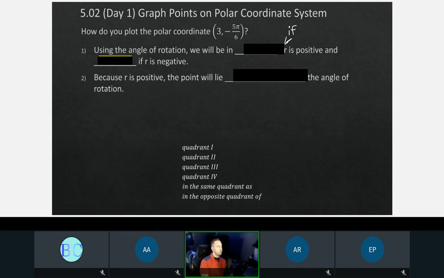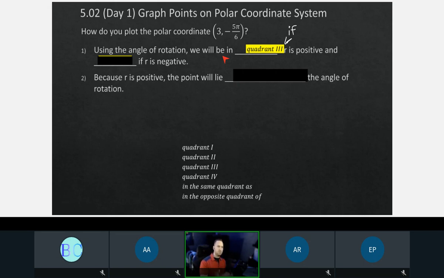Quadrant 3, yes. Quadrant 3. So again, using this rotation, we rotate. We are now at 7 pi over whatever Antonio said. So that's quadrant 3. And we are going to stay there if your R value is positive. So we're going to stay in quadrant 3 if your R value is positive.